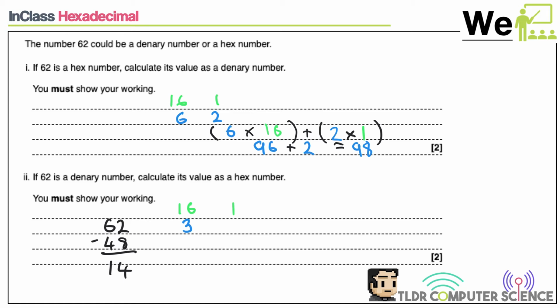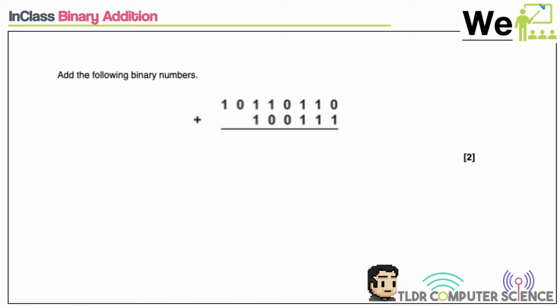So the answer would be, I've written it backwards. I can be a bit dyslexic sometimes. So it's 3E. Okay then, so we're doing some binary arithmetic.